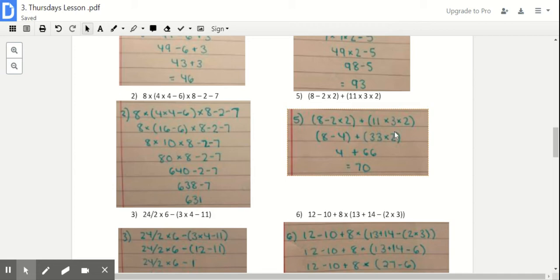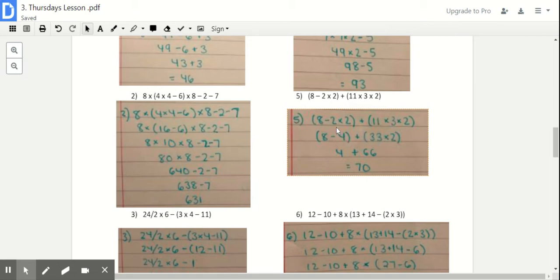All right, let's look at number 5. So realize I have two sets of parentheses here. So I did the multiplication first for each one, but I'm still leaving those parentheses and following my work. So I know that 8 minus 2 times 2. So I did 2 times 2 first, which was the 4. So that's why I have 8 minus 4 in this set of parentheses plus 11 times 3, which is 33. Still kept a 2. So 33 times 2.